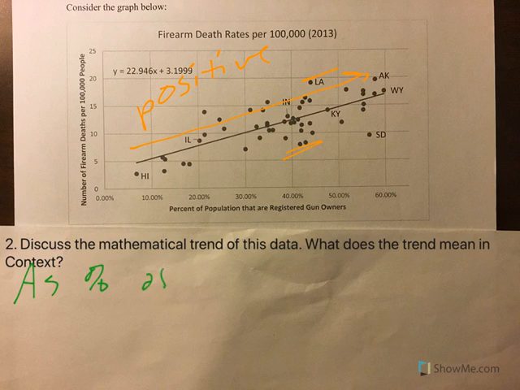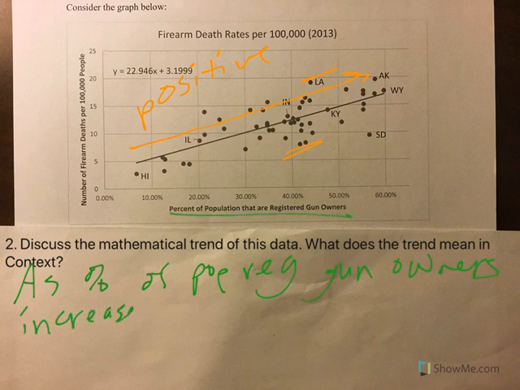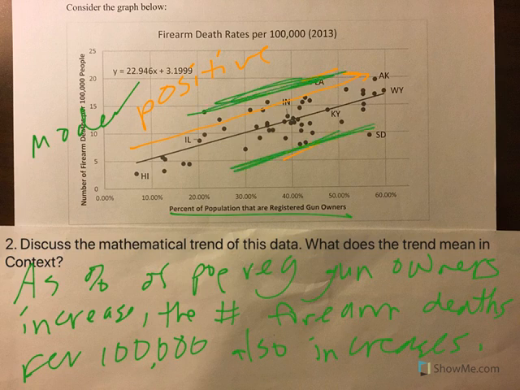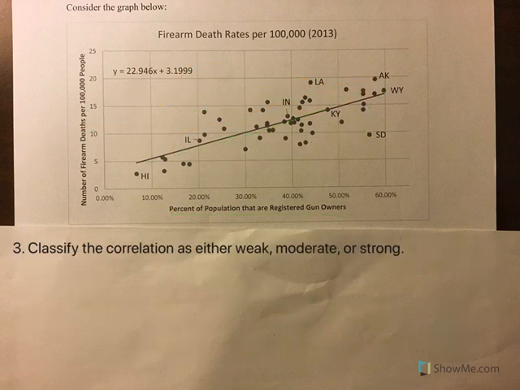as the percent of population of registered gun owners increase, right? So that's basically my x-axis, the percent of population registered gun owner. As that increases, the number of firearm deaths per 100,000 also increases. That's what our moderate positive trend shows us. Right, and it's moderate because these dots are not super close to the line. They're in there, but they're not super close. But they both increase because we can see that this is positive. The trend is going up.